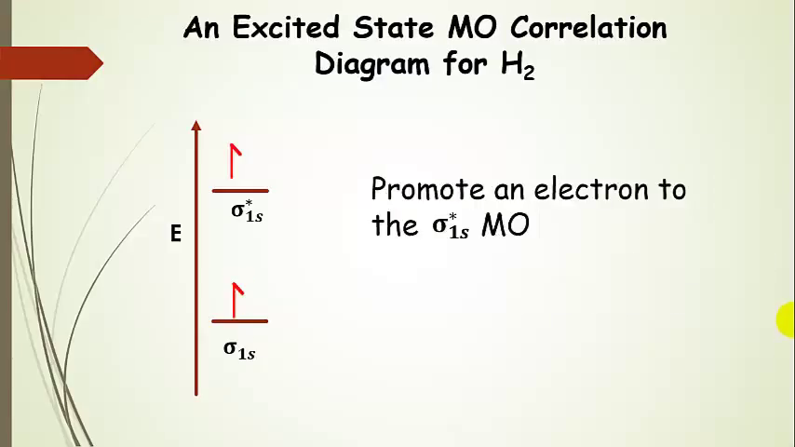Okay, so let's promote an electron to this sigma star. That means we're going to put a little bit of energy in this. We're going to take one electron to that higher energy orbital. And we call this an excited state.